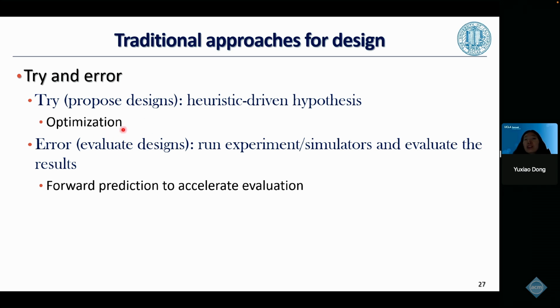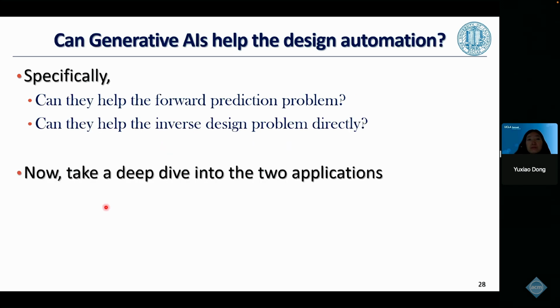For example, when we say try, can we utilize some optimization to at least get some good design candidates? When we try to really evaluate whether those designs are good or not, can we utilize some algorithm to make the forward prediction very fast to accelerate the evaluation? And can generative AIs help in these 2 directions? More specifically, can generative AI help us to do the forward prediction? Can generative AI help us to do the inverse design?